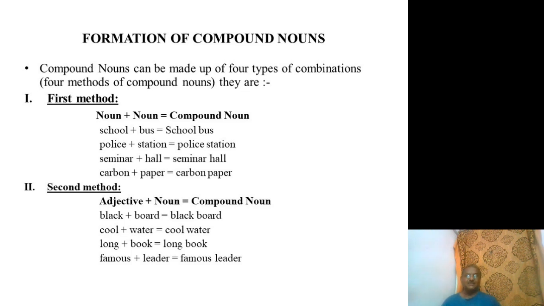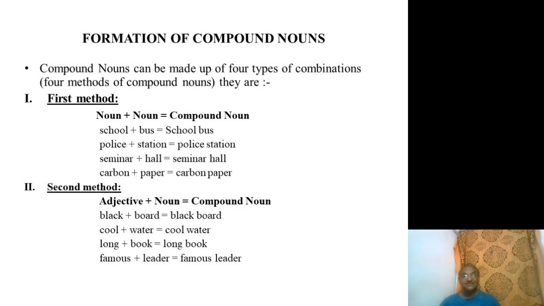You can prepare compound nouns with the combination. Four methods are there for the preparation of compound nouns. How can you prepare compound nouns? There are four methods. In four ways, you can prepare compound nouns. The first method: noun plus noun is called compound noun. You see this one? Noun plus noun, compound noun.